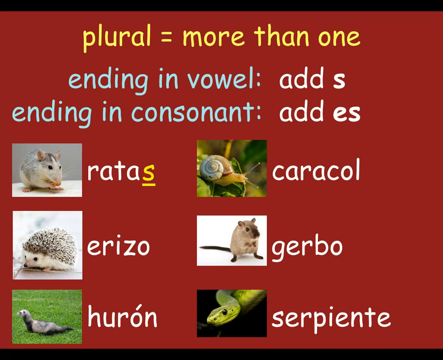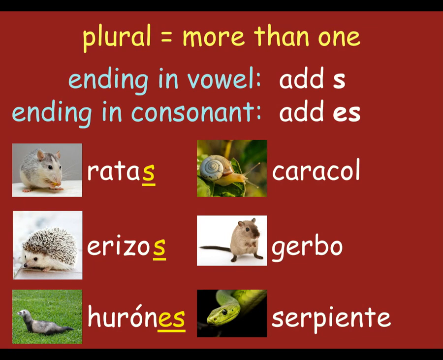The next one, erizo, that hedgehog there. Do we need to add S or ES to say hedgehogs? That's right, it was an S because O is a vowel. The next one is a ferret, and in Spanish a ferret is hurón. So do we need to add S or ES to that one? That's right, ES, because N is a consonant.